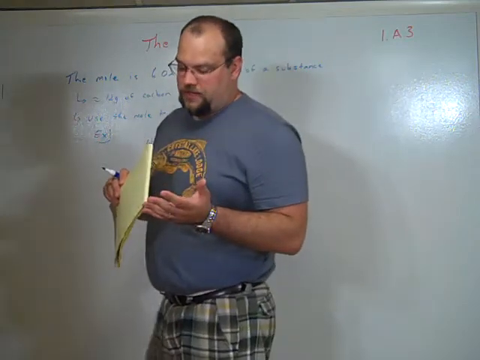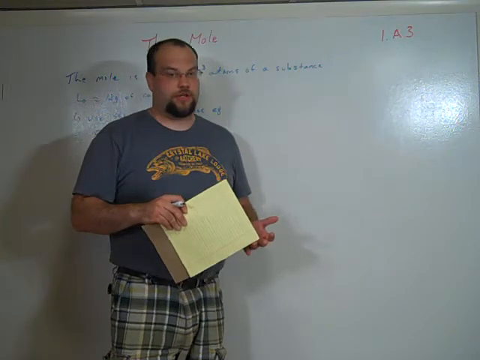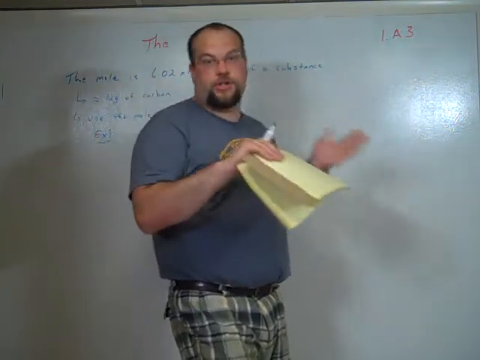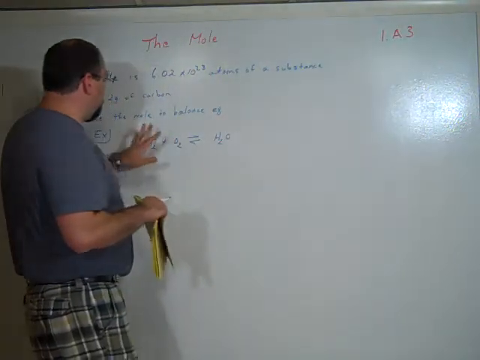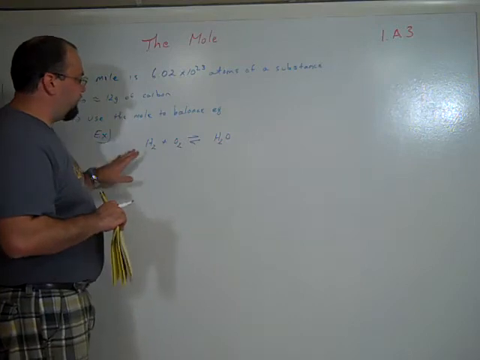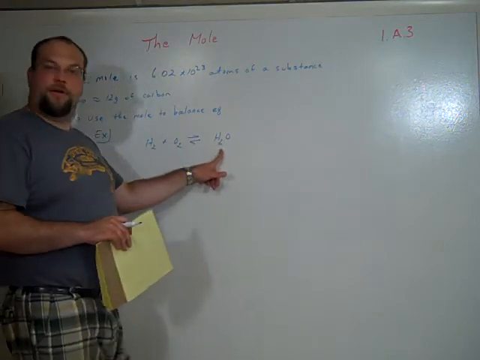Now, matter can neither be created nor destroyed. It has to be conserved in a chemical equation. So we're not dealing with crazy, weird physics where matter turns into energy and all that. We're just going to deal with regular old chemistry. We cannot create or destroy matter, therefore we have to balance equations. So I have this sample equation: hydrogen gas plus oxygen gas yields water.